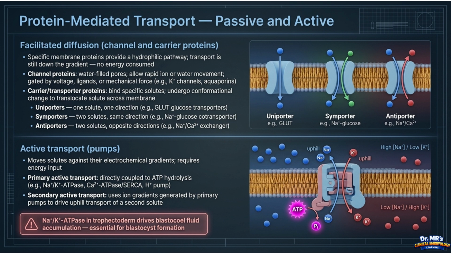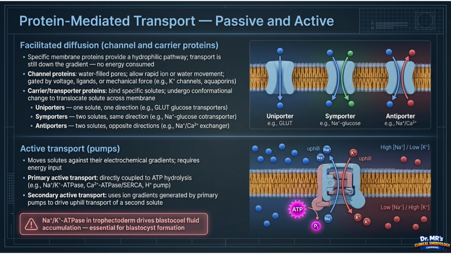Carrier or transporter proteins work differently. Rather than forming an open pore, they bind their specific solute, undergo a conformational change, and release the solute on the other side. This binding and releasing mechanism makes carriers intrinsically slower than channels, but allows more precise specificity and tighter regulatory control. Carriers are classified by the number and direction of solutes they move.